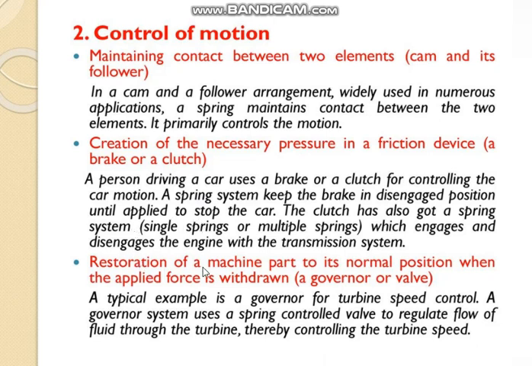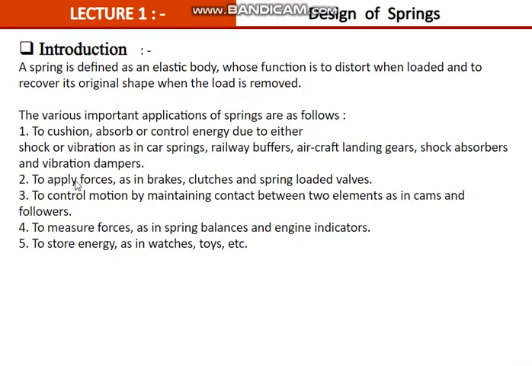Then restoration of a machine part to its normal position when applied force is withdrawn: a governor, a valve. If there is a speed governor in a turbine, then the governor uses a spring controlled valve to regulate flow of fluid through the turbine, thereby controlling the turbine speed. So for all these purposes, to control motion by maintaining contact between two elements, as in cams and followers, they are used.